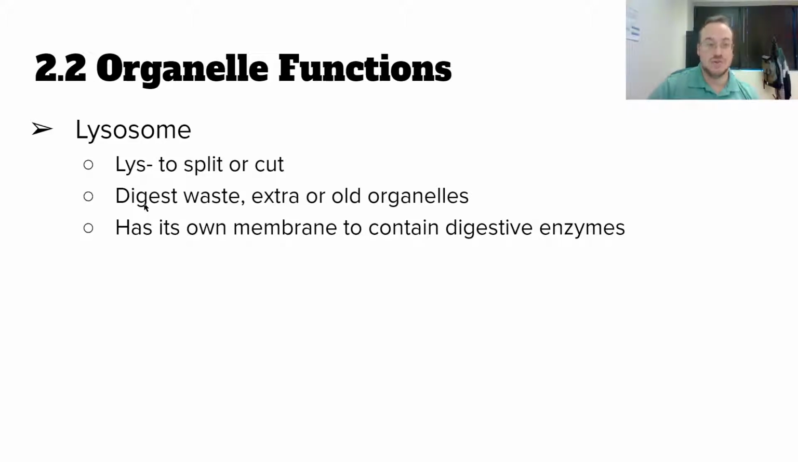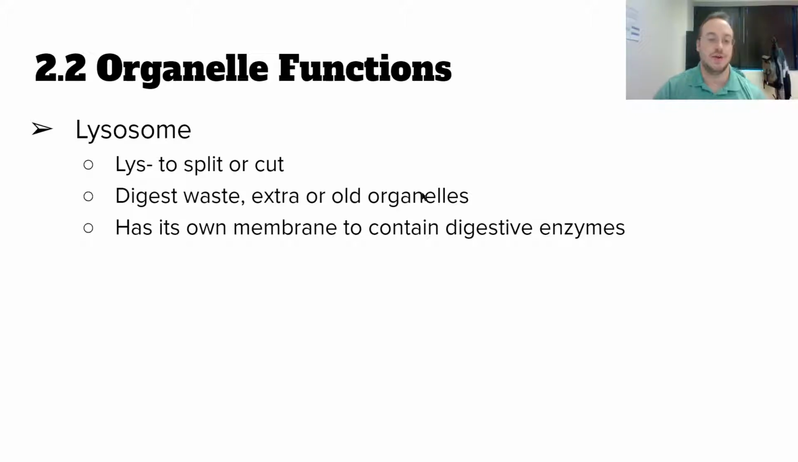A lysosome is kind of a digestive system for the cell, but it doesn't digest food to make energy. It digests things to break them down and get them out of the way. So looking toward lysosome, lys means to split or cut, right? That goes back to Greek. So lys is lys, to split or cut, to separate. And this just digests, so breaks apart waste, so things that the cell doesn't need anymore, extra or old organelles. So these are organelles that are past their prime.